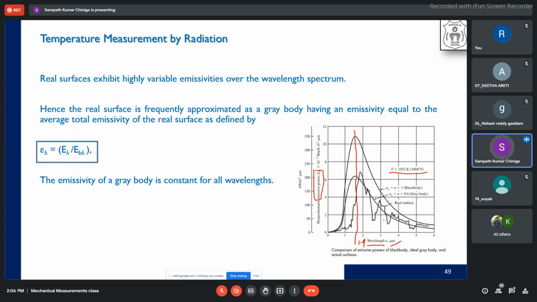So what we do is, when we want to calculate, we convert the actual surface graph into an equivalent gray body graph, and that value we will take for measuring the total emissive power. Okay, so the emissivity of a gray body is constant for all wavelengths. You can see here, emissive power is the same for all wavelengths.